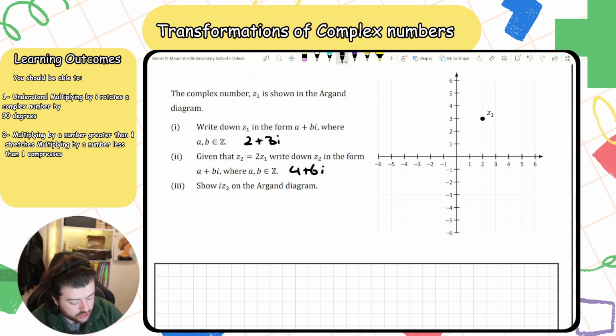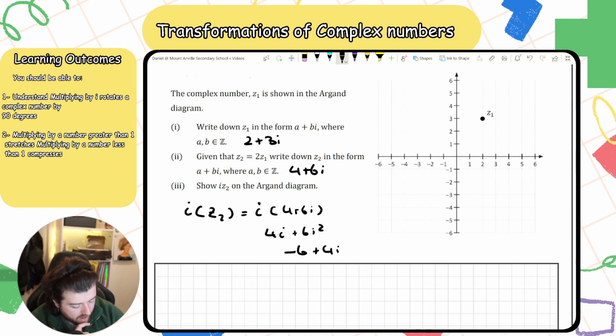Then finally, show iz2 on the Argand diagram. So iz2 is equal to i times 4 plus 6i, which is 4i plus 6i squared, which is going to be minus 6 plus 4i. Minus 6 plus 4i is up here, and there is that point there.